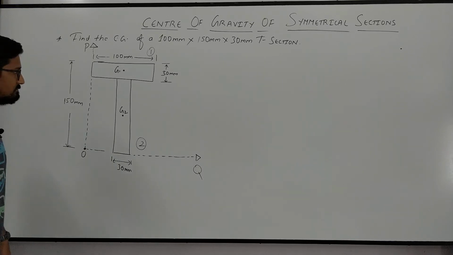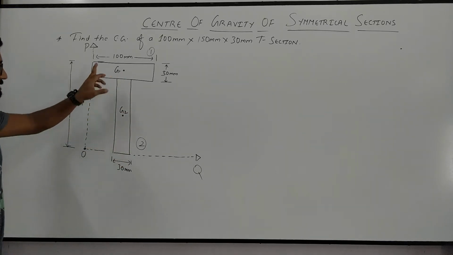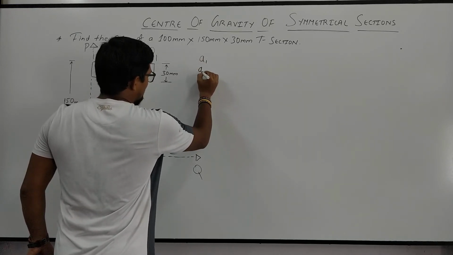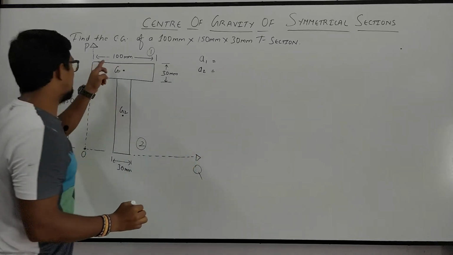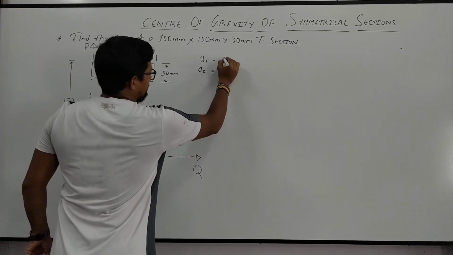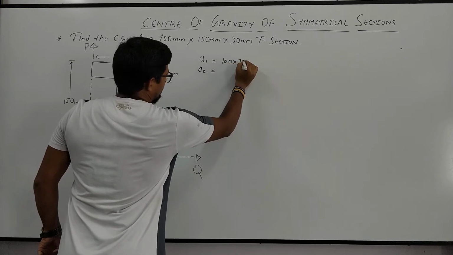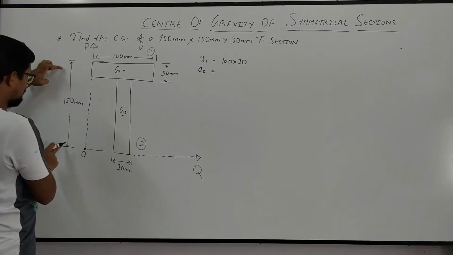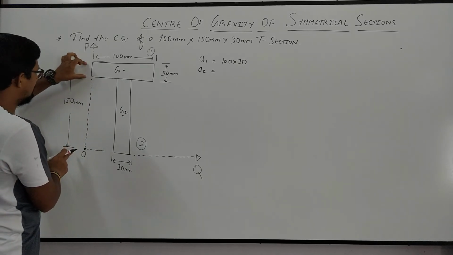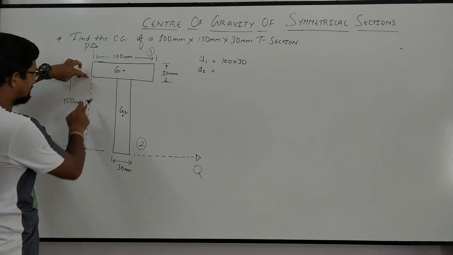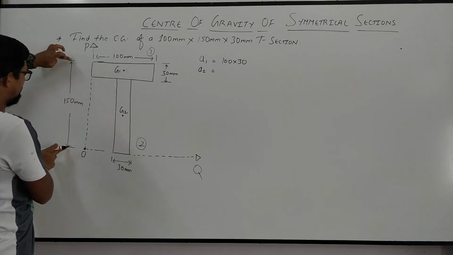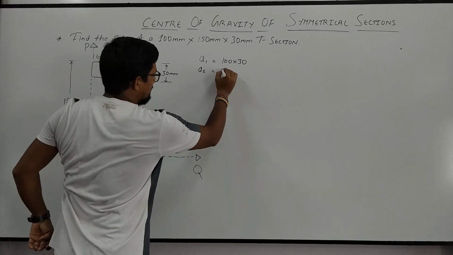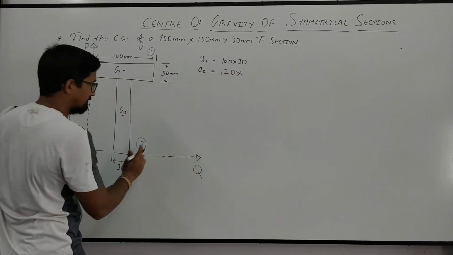Now first we find the area. So area 1 and area 2, correct? Area 1 will be 100 into 30, and for area 2, this rectangle is 150 in total. 150 minus 30 will give you 120, correct? So this is 120, so 120 into 30.